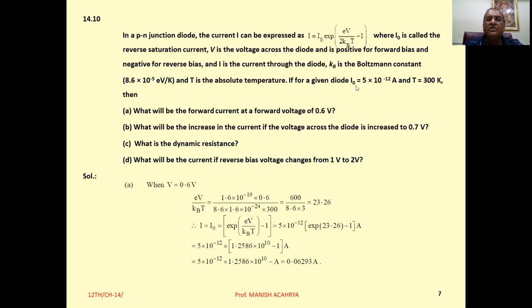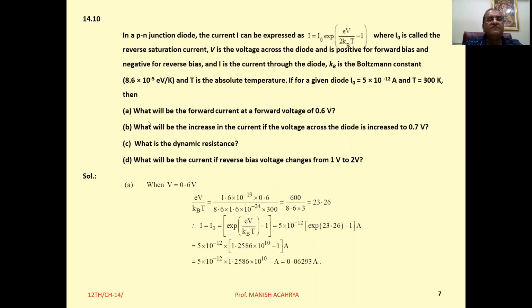If for a given diode I0 equal to 5 into 10 raised to minus 12 ampere and T equal to 300 Kelvin, then A, what will be the forward current at the forward voltage of 0.6 volt? B, what will be the increase in the current if the voltage across the diode is increased to 0.7 volt? C, what is the dynamic resistance? And D, what will be the current if the reverse bias voltage changes from 1 volt to 2 volt?